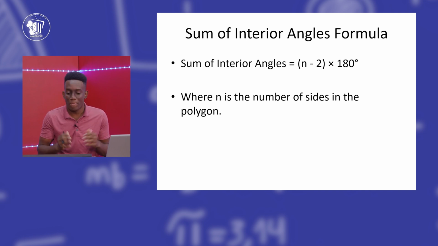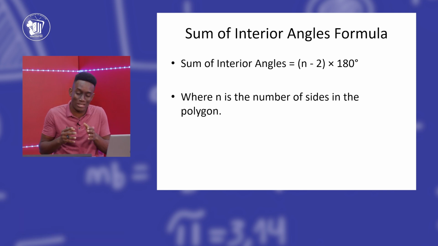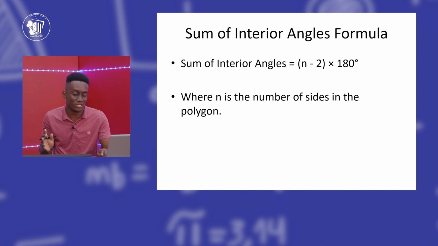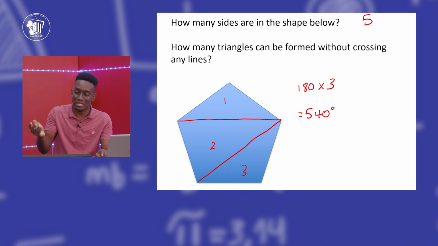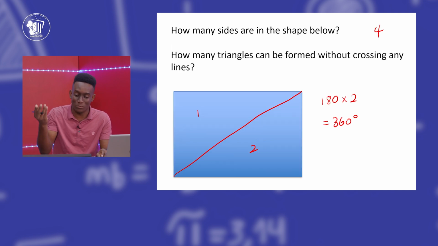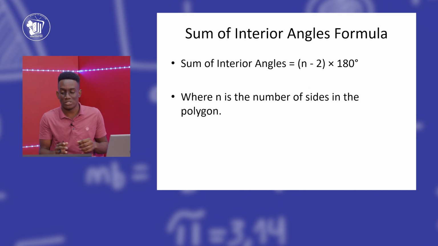The first formula, the sum of interior angles of any polygon, would be n minus 2 multiplied by 180. And of course, n would be the number of sides in the polygon. As in this example, we had 7 sides and we multiplied by 5, 7 minus 2. In this one we had 5 sides and we multiplied the 180 by 3, 5 minus 2 would give you 3. In this case we had 4 sides and we multiplied by 2, 4 minus 2 is 2. So the formula is n minus 2 multiplied by 180, where n is the number of sides in the polygon.